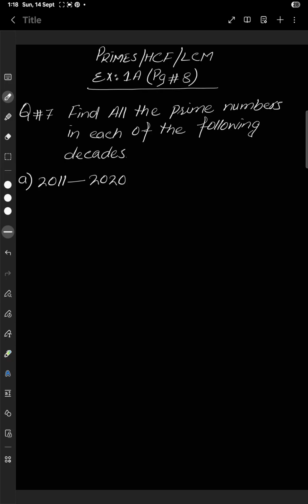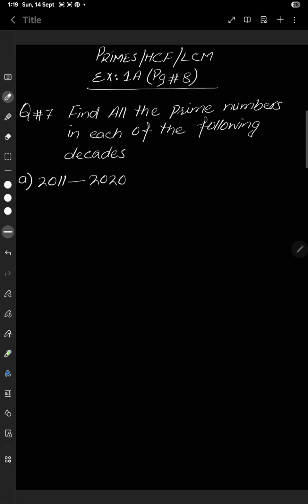So let's start our today's math class. We are doing Think New Syllabus Mathematics 8th edition book 1 D1. Right now we are on exercise 1A and this is question number 7. In this question they are saying find all the prime numbers in each of the following decades, right? So from 2011 to 2020 we have to find out the prime numbers.